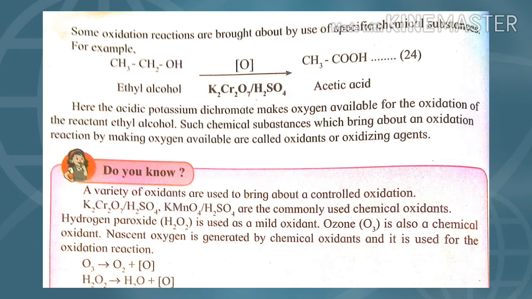Nascent oxygen is used for the oxidation reaction. Nascent oxygen is always represented by a square bracket. For example, ozone gives an oxygen molecule and nascent oxygen. Similarly, hydrogen peroxide gives water and nascent oxygen.